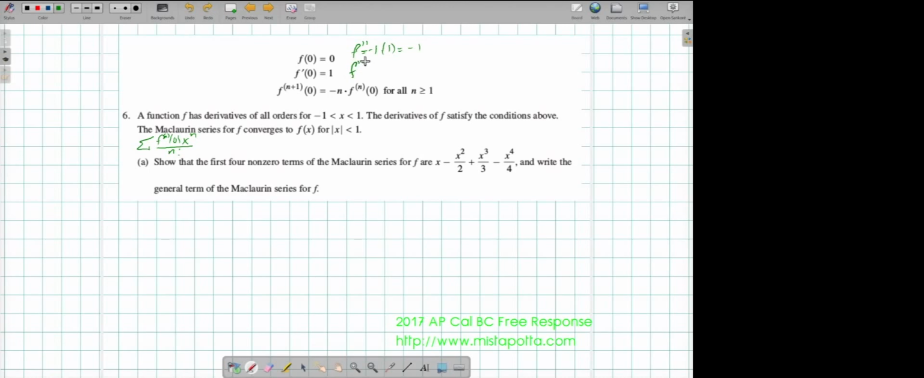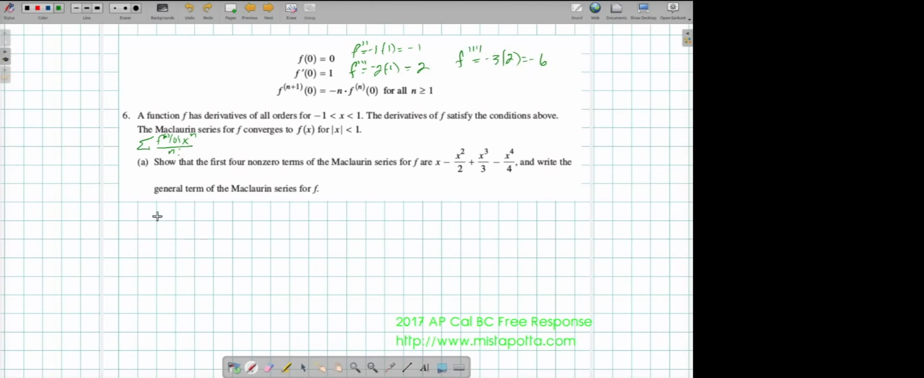If I want to find the third derivative, here n is 2, so it's going to be -2 times my previous answer, -1, which is a +2. And if I want to find the fourth derivative, n is 3, so this is going to be -3 times my previous answer, which is negative 6. And so now I'm ready to add the terms.